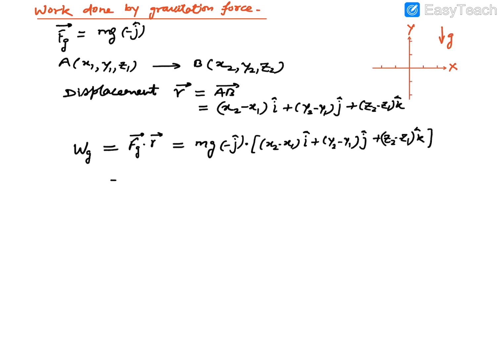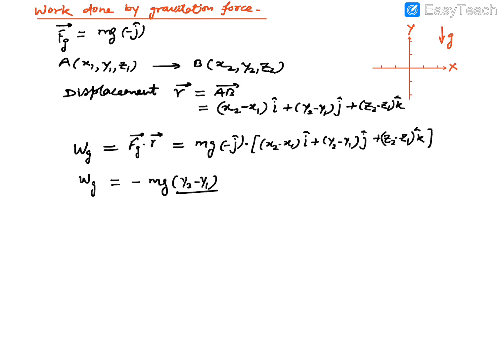So as per the dot product, the coefficients of z and z will get multiplied, and the rest will become 0. So it will become minus m g (y2 minus y1). This will be the work done by gravity. Now y2 minus y1 is the vertical displacement, and vertical displacement is also known as height, right?